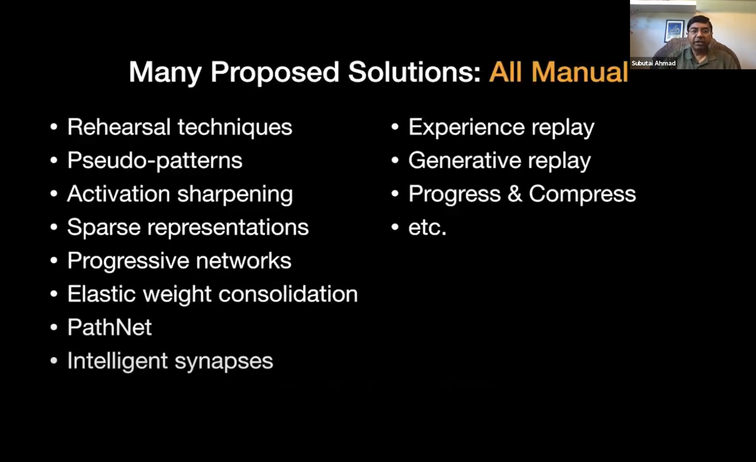He has a list of all of these different proposed solutions that he would put in the manual category. Interesting, he has sparse representations as one of them. People have tried taking each of these things and saying, hey, maybe generative replay could help catastrophic forgetting. And so you have hundreds of researchers that have created papers with various tweaks on generative replay, trying to figure out whether it does or does not solve the catastrophic forgetting problem.